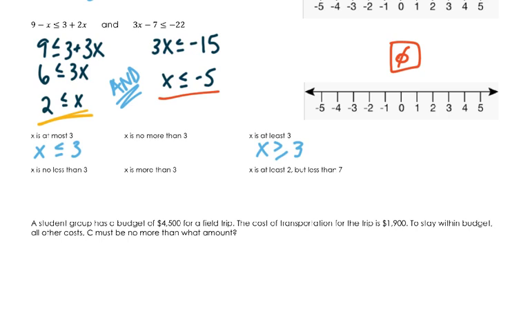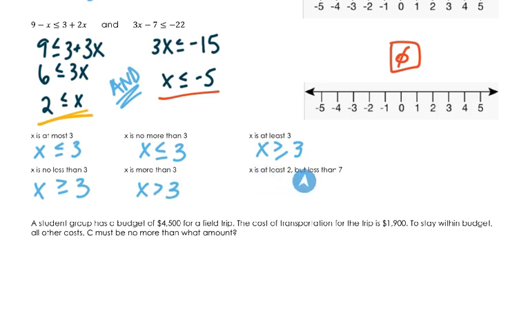X is at most 3. So it could be 3, and it could be anything less than that, but it can never be more than 3. X is no more than 3. It can't be bigger than 3, but it could be equal to 3. X is no less than 3. So it could be bigger than 3 or equal to 3, but it could not be less. X is more than 3. So it can't be 3, but it has to be more than 3.